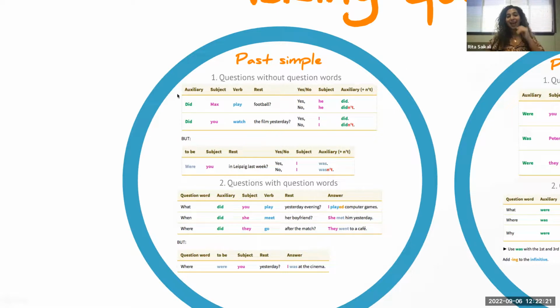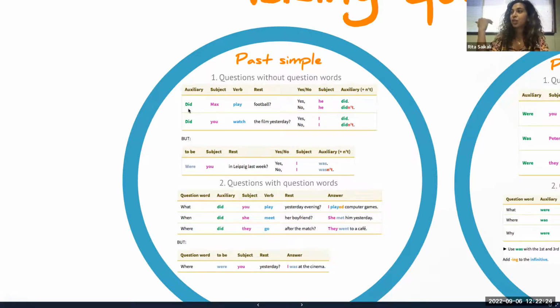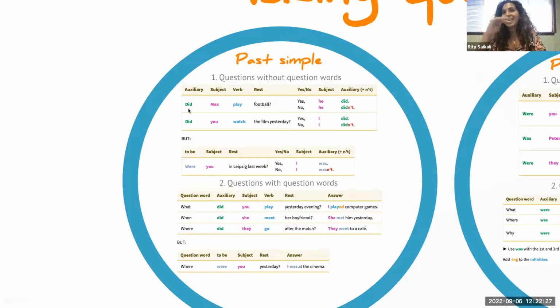Again, we can see that did is in the past. Did is the past of do. Play is in the base form, so it's not conjugated. Okay? Did you watch the film yesterday? Yes, I did. Or no, I didn't. Yeah? Does that make sense? Okay, so when we're asking a question without the question words, which are who, what, where, when, why, we start with did, and then we keep the verb without conjugation. Cool? Can someone give me an example?